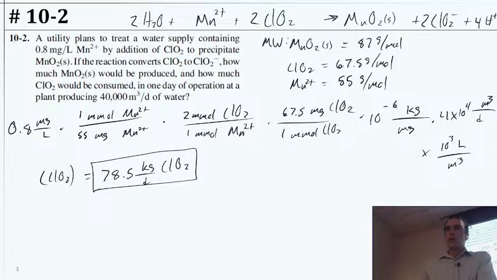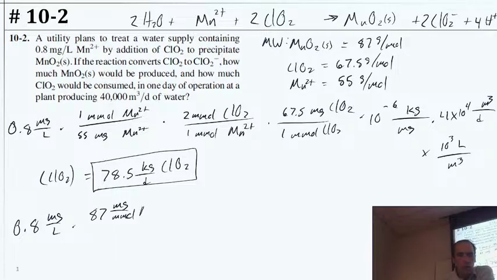Okay. Any issues there? Okay, pretty straightforward. We'll do the same thing to get the manganese oxide solids. I'm going to start with the same starting place. This time we're doing the 87 milligrams per millimole of the solids. And divide that, we'll just go ahead and do the conversion right here, divided by 55 milligrams per millimole of the manganese.